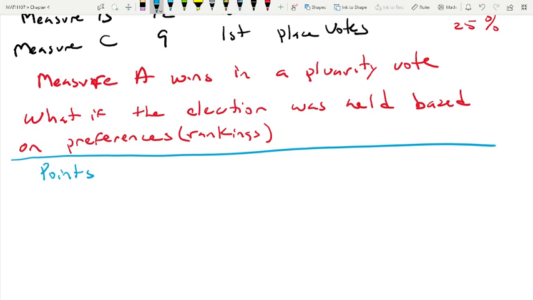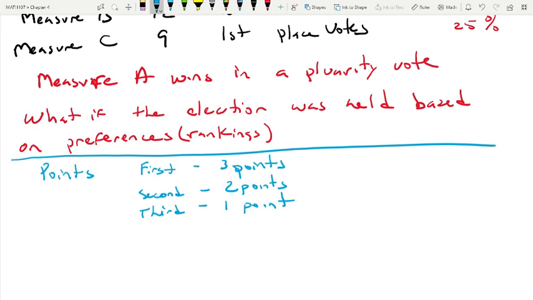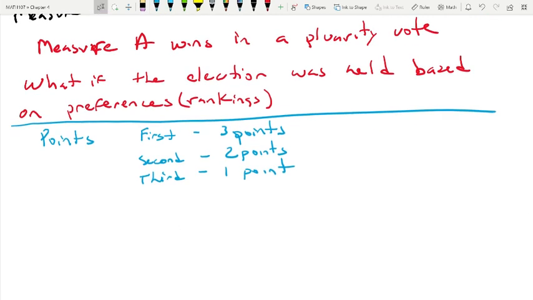And so being first is worth 3 points. Being second is 2 points. And then being third is worth 1 point. And then we want to see how these stack up. Right? Let's go through this now for our measures and see who wins under this system. So measure A.